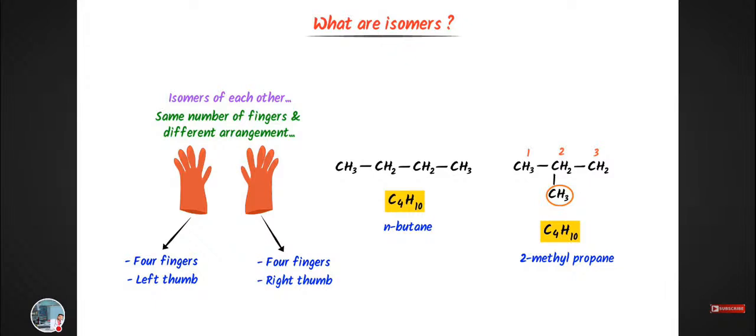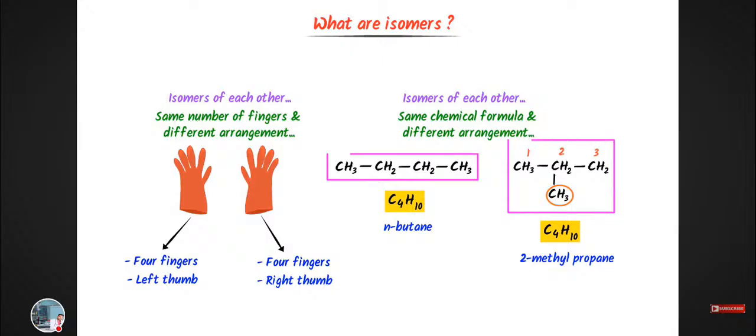Now listen carefully. This compound and this compound have the same molecular formula C4H10 but different arrangement. So they are isomers of each other. Let me repeat it. This compound and this compound have the same molecular formula C4H10 but different arrangement. So they are isomers of each other.